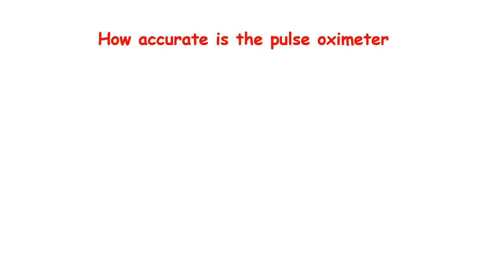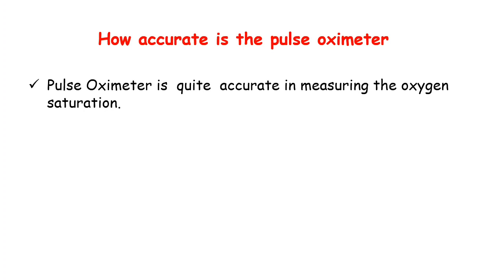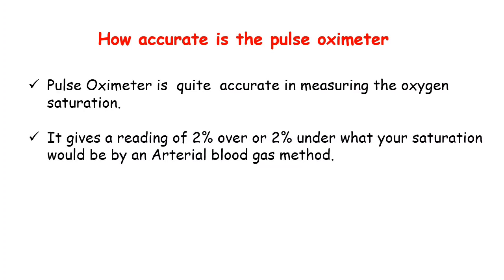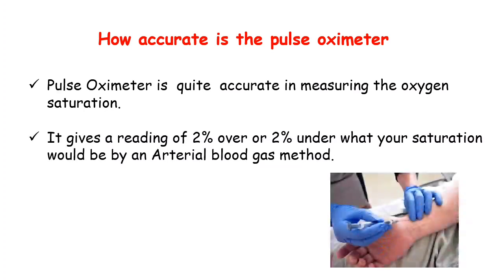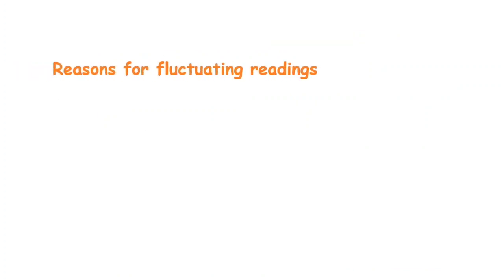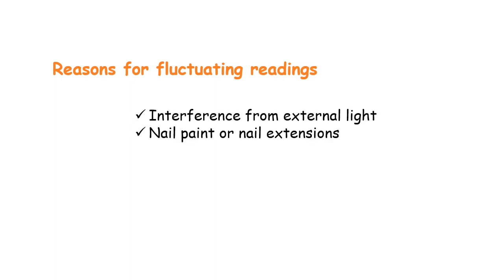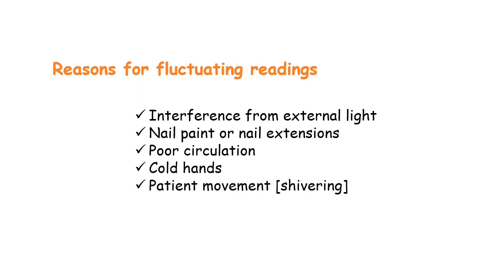How accurate is the pulse oximeter? Pulse oximeter is quite accurate in measuring oxygen saturation. It gives a reading of 2% over or 2% under what your saturation would be by an arterial blood gas method. The reasons for fluctuating readings may be due to interference from the external light, nail paint or nail extensions, poor circulation, cold hands, and patient movement like shivering.